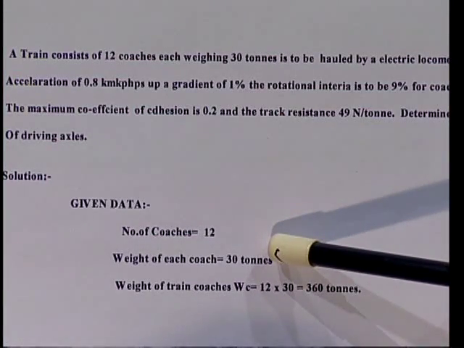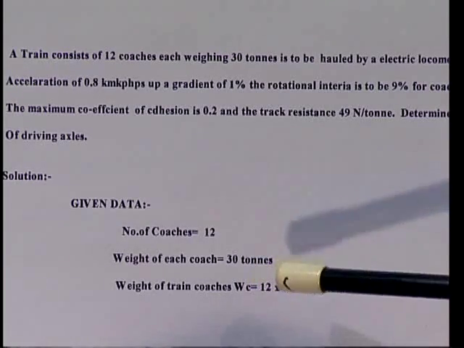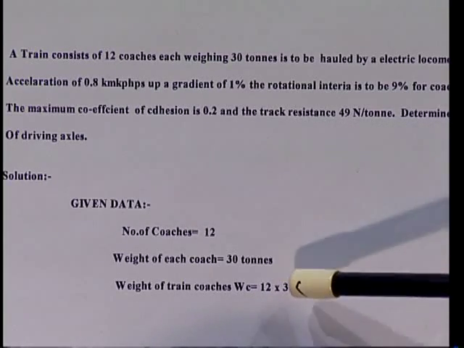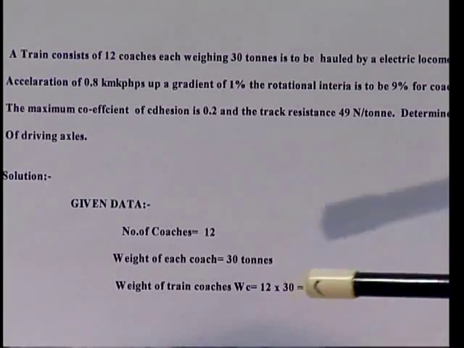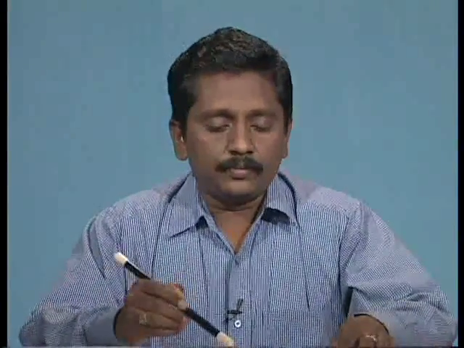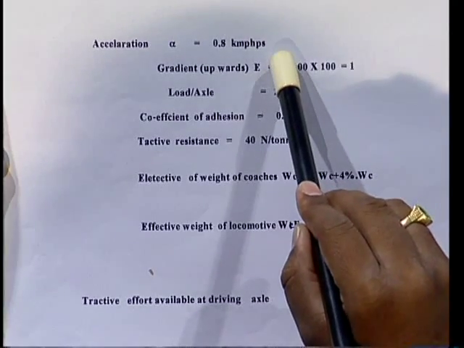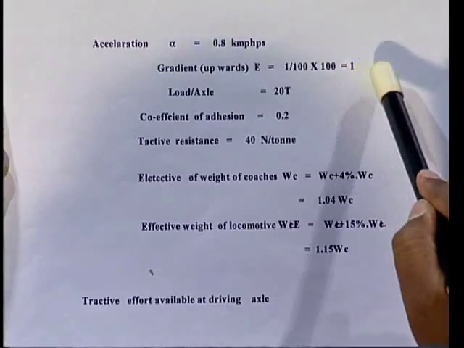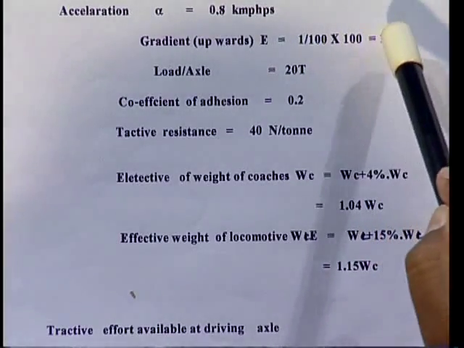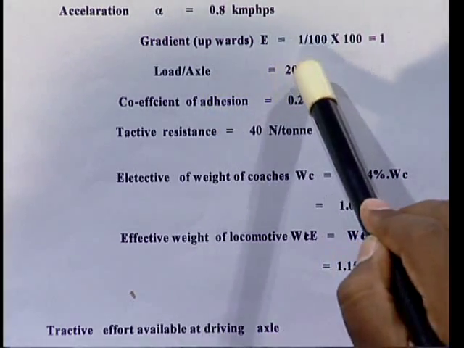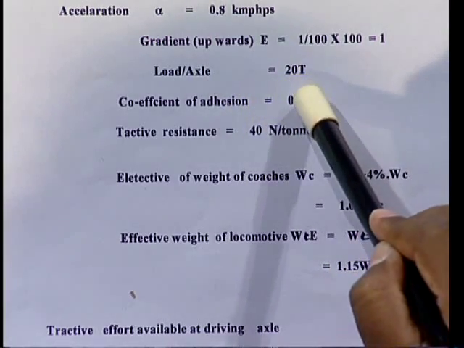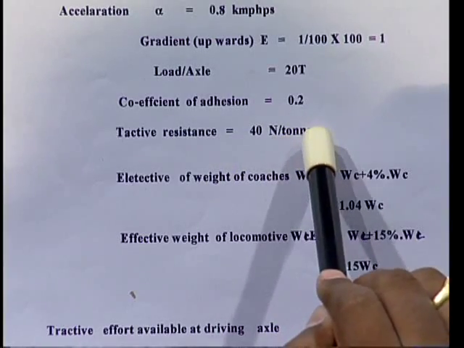In the solution, what are the given data? Number of coaches is 12, weight of each coach is 30 tons. Weight of the train coaches WC is equal to the number of coaches times the weight of each coach, that is 12 into 30, which is 360 ton. Acceleration alpha is equal to 0.8 km/hps. Gradient upwards g is 1 in 100, that is 1%. Load per axle is 20 tons. Coefficient of adhesion is 0.2. Tractive resistance is 40 newtons per ton.